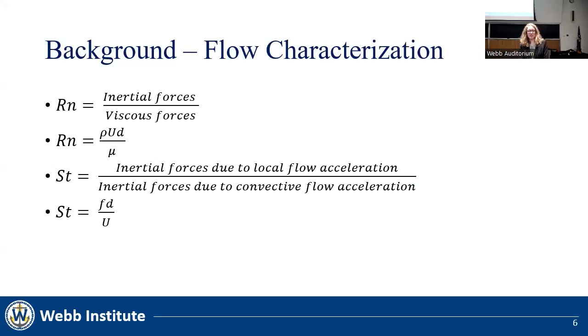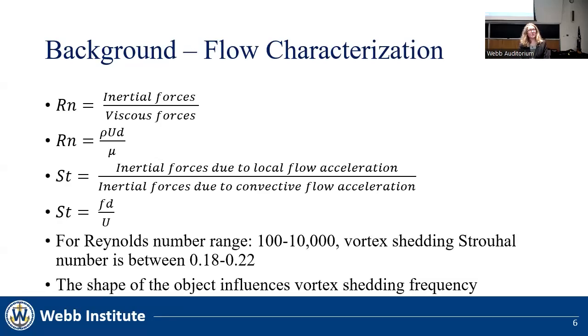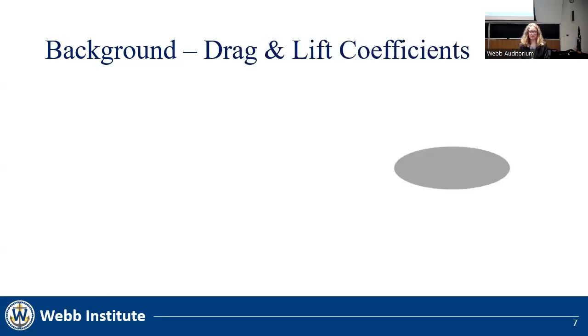Next, the Strouhal number is used to characterize vortex shedding. It is the ratio of inertial forces due to the local flow acceleration to the inertial forces due to the convective flow acceleration. For cylindrical bodies between Reynolds numbers of 100 and 10,000, the Strouhal number should be between 0.18 and 0.22. However, it is important to note that the shape of the object will impact the vortex shedding frequency.